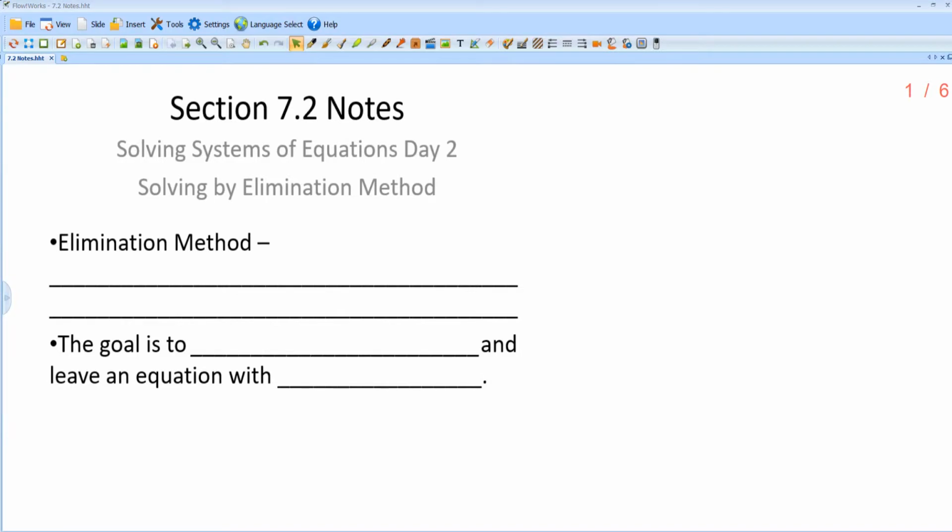All right, welcome for section 7.2 notes. Today we're still going to be working on solving systems of equations, but we are going to be covering the other method, the elimination method.